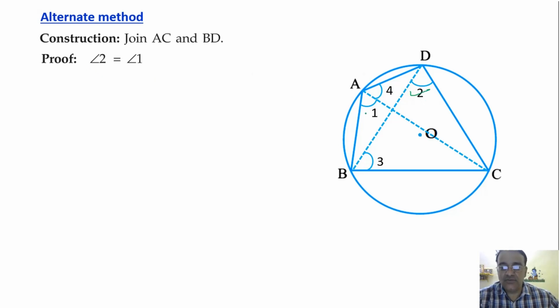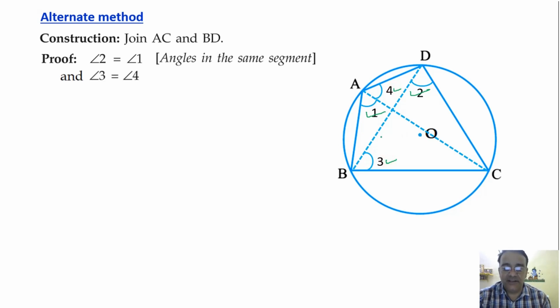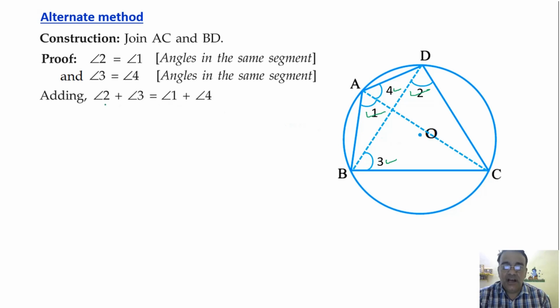See, we are first writing angle 2 is equal to angle 1. Why? Because they are angles in the same segment. And angle 3 is equal to angle 4, again angles in the same segment. Now adding these two, we'll get angle 2 plus 3 is equal to angle 1 plus 4.